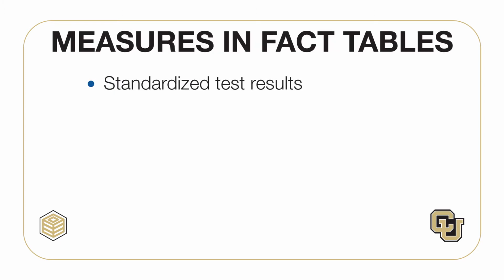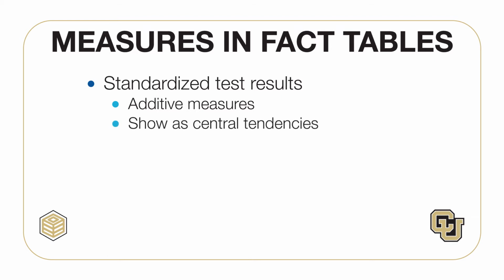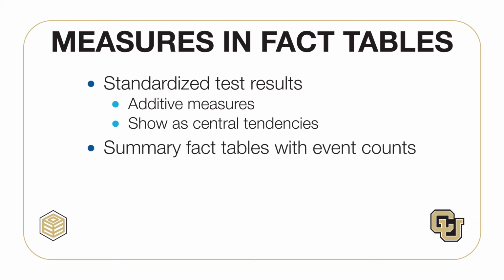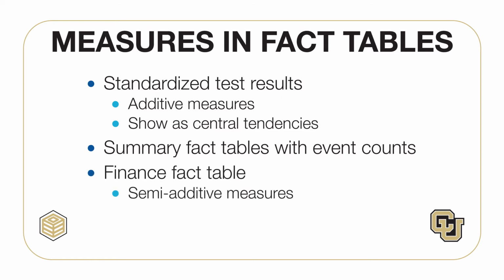The fact tables in the student achievement schema contain measures with a variety of aggregation properties. The major fact table for standardized test results contains additive measures, number of points, percentage points, scaled score, and growth percentile. Although these measures should be shown as central tendencies, average or median, for reasonable interpretation. Summary fact tables contain event counts, such as the number of partially proficient students in a test result. The finance fact table contains semi-additive measures that can be summarized across time, such as bonded debt levels.